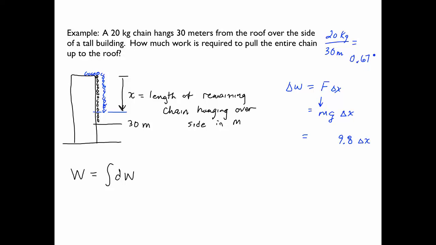Is that 0.67? So every meter is 0.67 kilograms. So how many kilograms is x meters? If 1 meter is 0.67 kilograms, then 2 meters is 2 times 0.67 kilograms. And 10 meters is 10 times 0.67 kilograms. So how many kilograms is x meters?